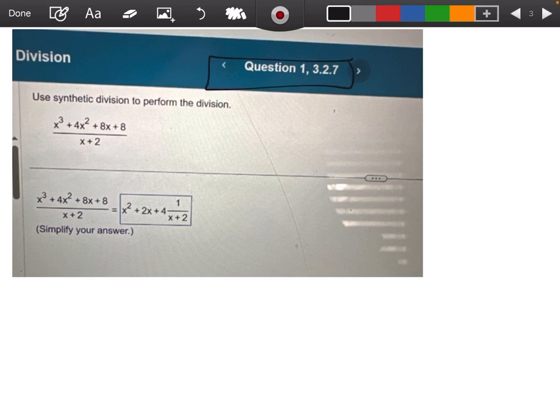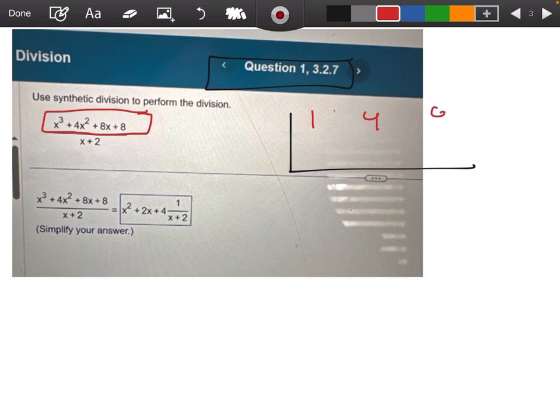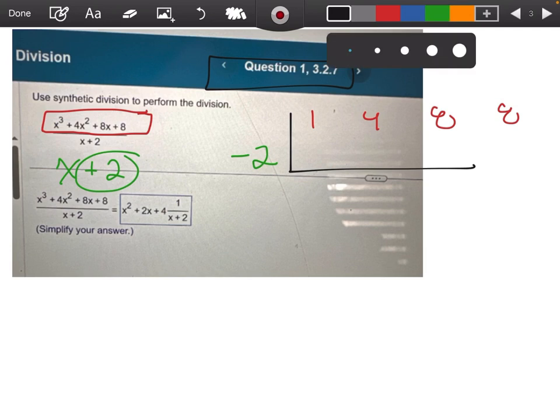We're going to use synthetic division here, y'all, to divide this thing out. First step, synthetic division, I draw my half box. I'm going to list the numbers in front of my x's at the top. So 1, 4, 8, and 8. Second thing, if we are dividing by x plus 2, I'm going to change that sign to a -2. And now my first step, drop down the 1.